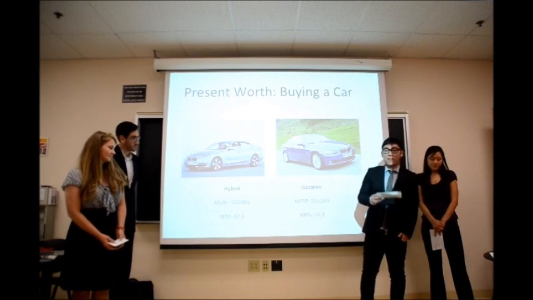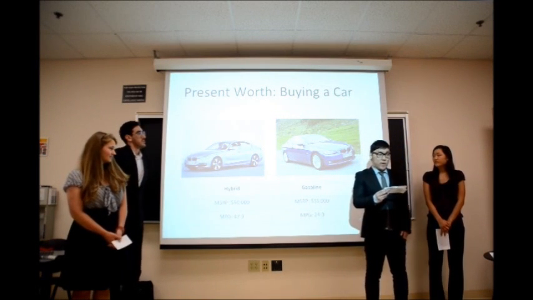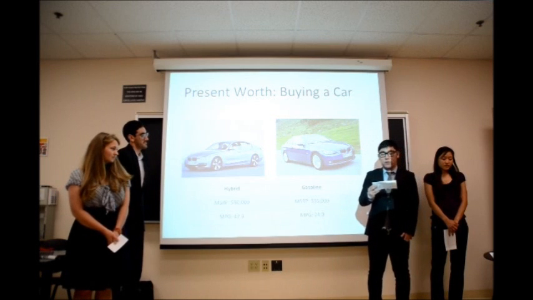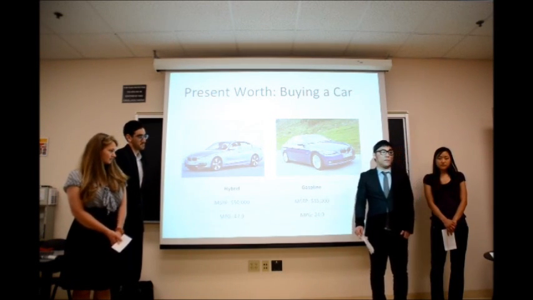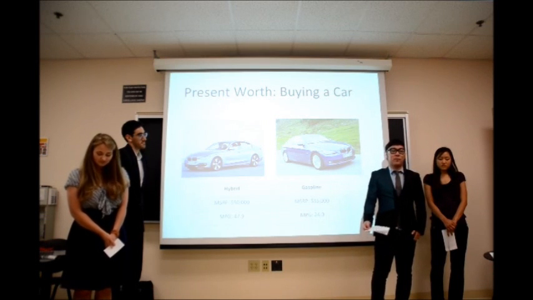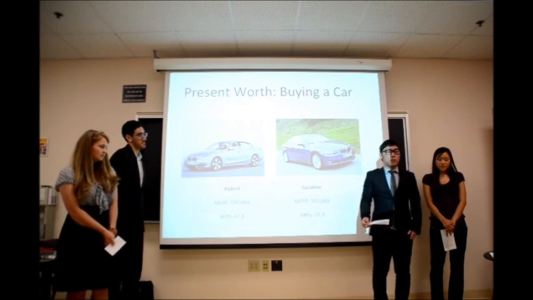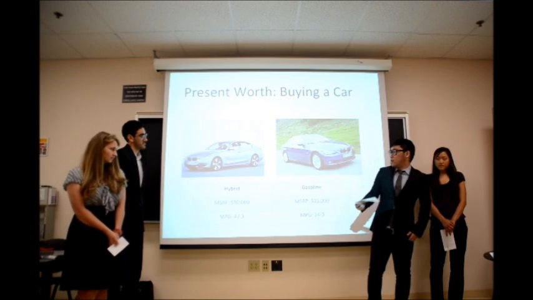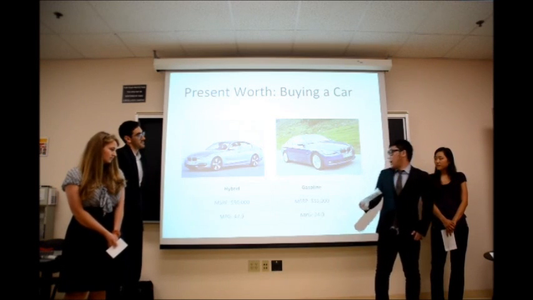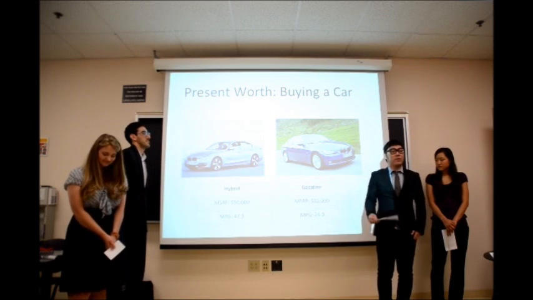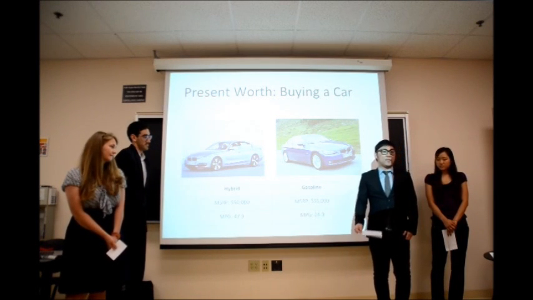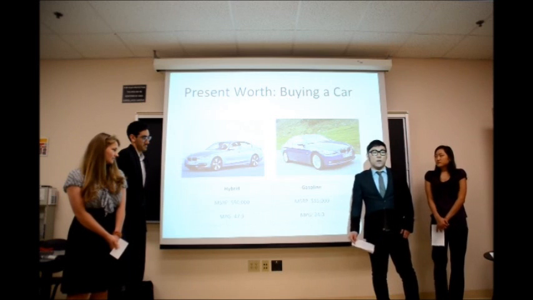So the present worth method is a calculation that reduces all cash flows to a single equivalent cash flow or dollar value. Let's say you just received $50,000 as a bonus and you want to buy a new car. You go to the BMW dealership and you find two cars. One's a hybrid and one's a gasoline. The MSRP price for the hybrid car is $50,000, and for the gasoline it's $35,000.